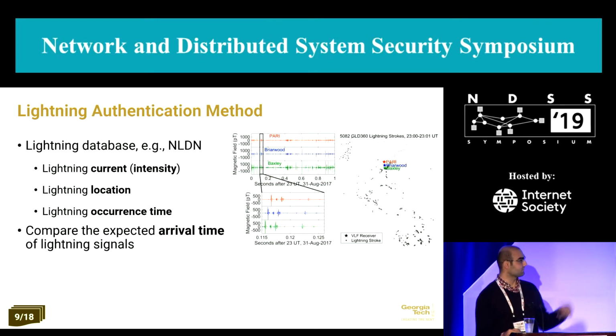For example, here it shows the 3 different electromagnetic signals captured from 3 different locations. As you can see, the lightning signature in these 3 locations is the same, but there is a slight time shifting, which comes from their different distances from the lightning location.